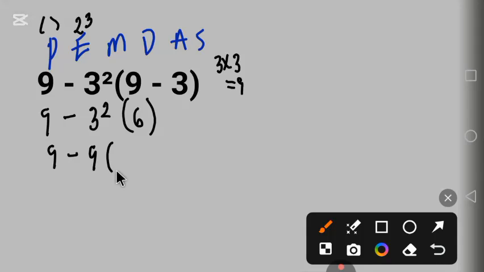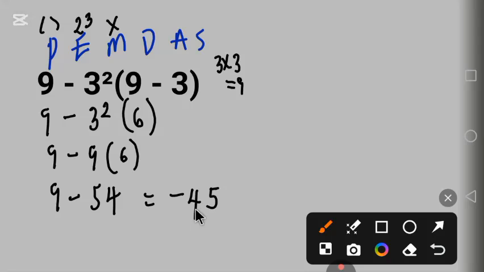Now, put your parentheses there. 6. Next in the order of operation is multiplication. And here is multiplication. So we'll put down 9 minus 9 times 6 is 54. And finally, 9 minus 54 will give us minus 45. This is the correct answer.